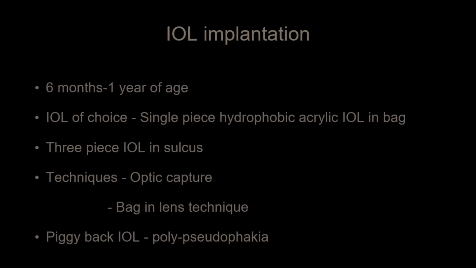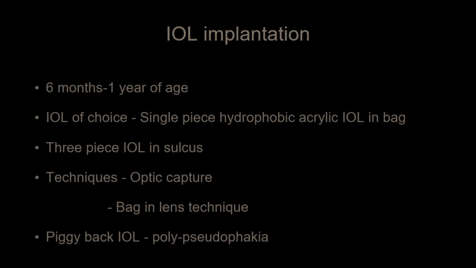When we are implanting the intraocular lens, the lens of choice is a single piece hydrophobic acrylic intraocular lens in the bag. Or if the posterior support is inadequate, then we can do a three-piece intraocular lens in the sulcus. Some of the techniques being used are optic capture, in which the haptics of the IOL are kept in the bag and the optic is in the rhexis margin. Bag and the lens is a little rare, in which there's a special IOL with a groove in the optic and the anterior and posterior capsules are tucked into it.